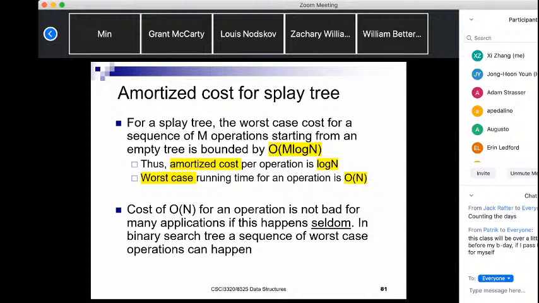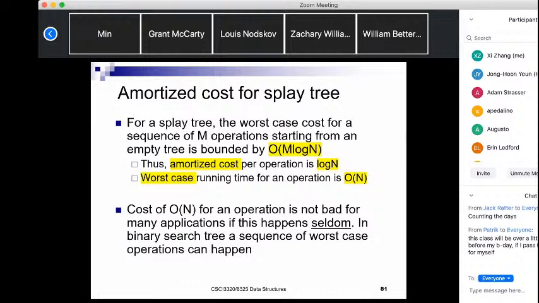If you have m operations in a splay tree, starting from an empty tree, then there is a bound for the worst case cost for m sequence of operations. It's bounded by m times log n. So m operations are bounded by m times log n. So the average, amortized cost per single operation is about log n. However, the worst case complexity is still big O of n in the splay tree.